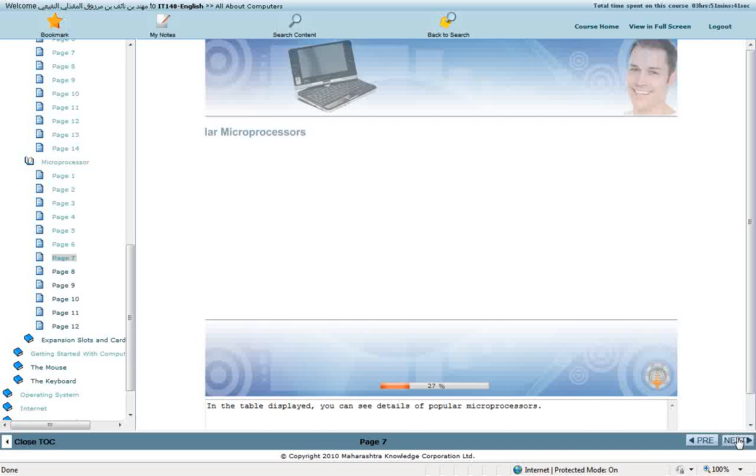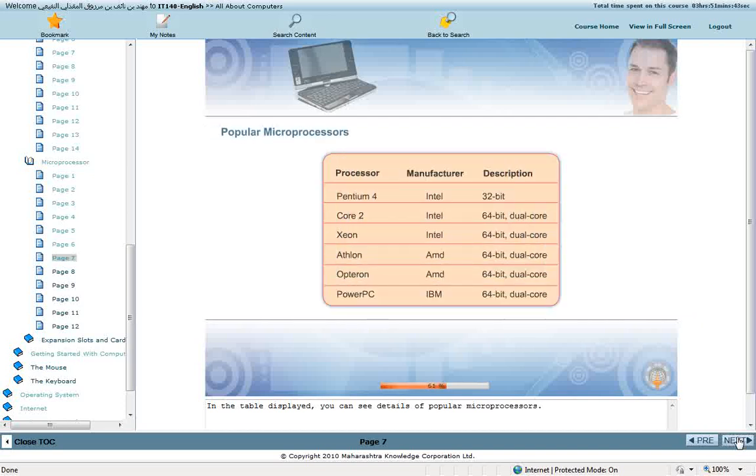In the table displayed, you can see details of popular microprocessors.